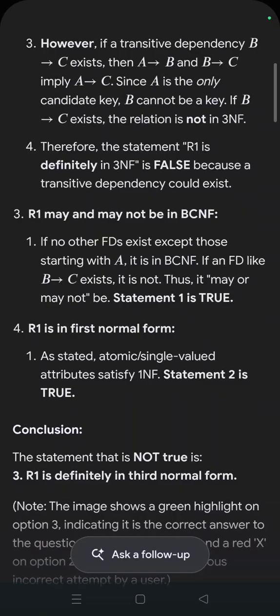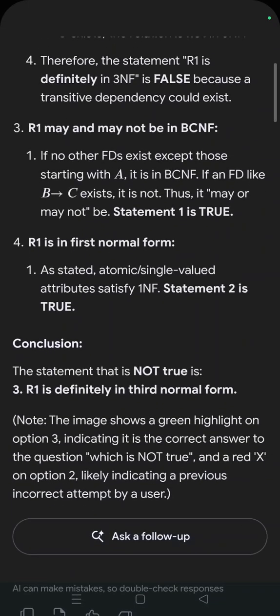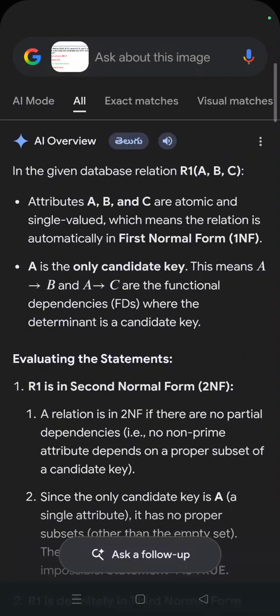R1 may or may not be in 3NF. If no other FDs exist except those starting with A, it is in BCNF. If an FD like E gives rise to C exists, it is not, thus it may or may not be. Statement 1 is true. R1 is in the first normal form.